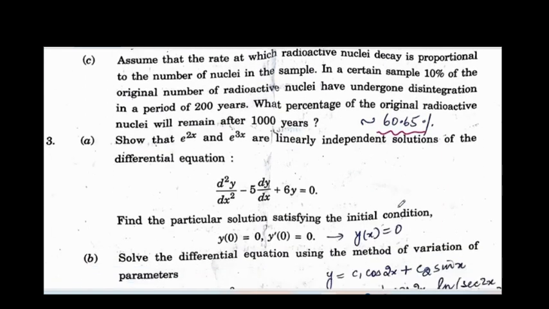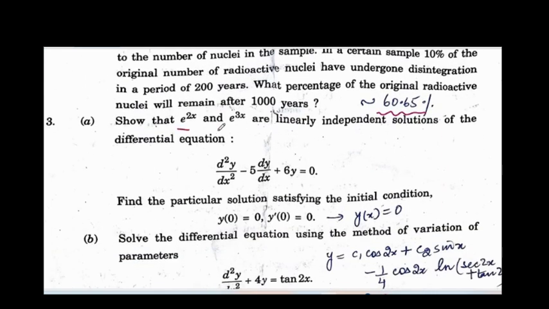The third question was to show that these 2 functions are linearly independent solutions of this differential equation, and we know how we check linear independence or dependence of solutions. We find out the Wronskian of those functions, and we see that the Wronskian turns out to be non-zero. So you can first check that they are solutions by putting them here and verifying that they are solutions. Then you can obtain the Wronskian to check that the Wronskian is non-zero, so that you establish linear independence.